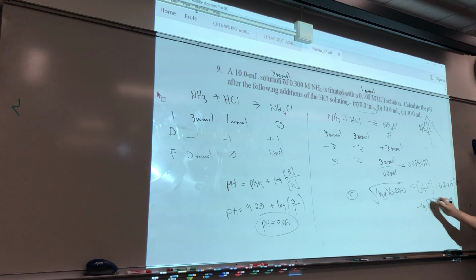That's acidic. Since you added more of the HCl, of course you're going to get more acid. Our answer makes a lot of sense. It's not exactly the strongest acid, so it's just going to be hanging out here somewhere.